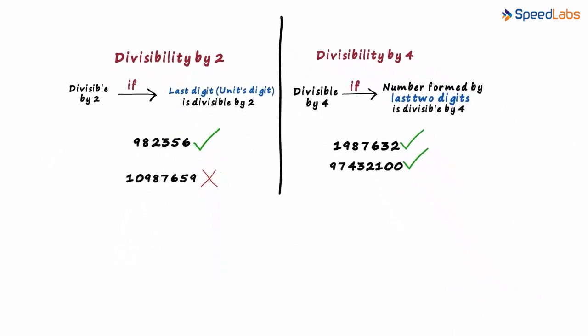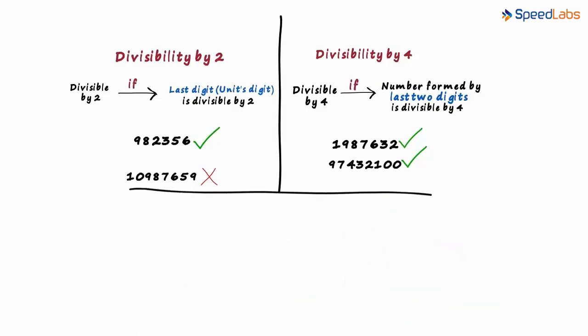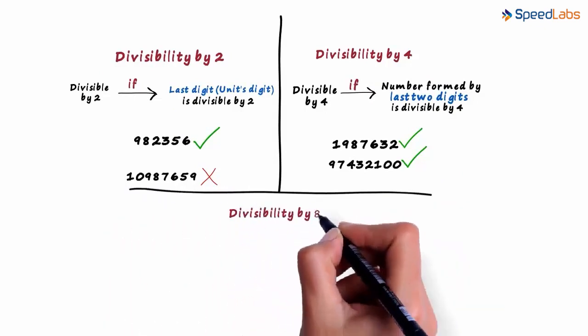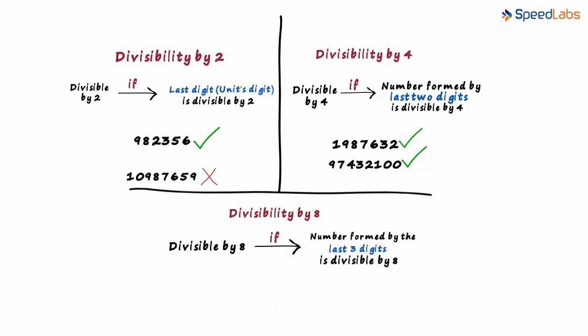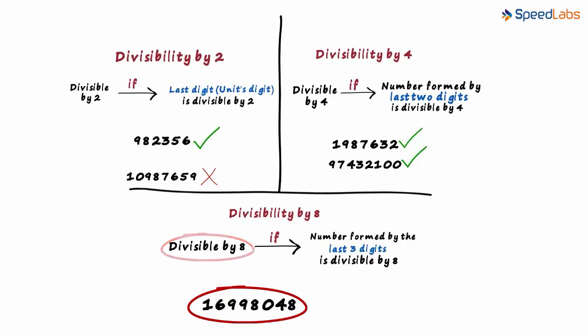And now we come to the last divisibility rule in this video, divisibility by 8. A number is divisible by 8 if the number formed by the last 3 digits is divisible by 8. Look at the number 16,998,048. Is it divisible by 8? The last 3 digits are 0, 4 and 8, which is 48. And 48 is divisible by 8. Hence, this number is also divisible by 8.